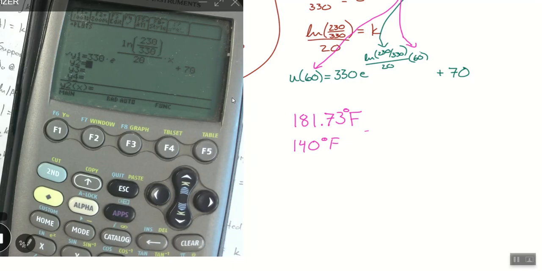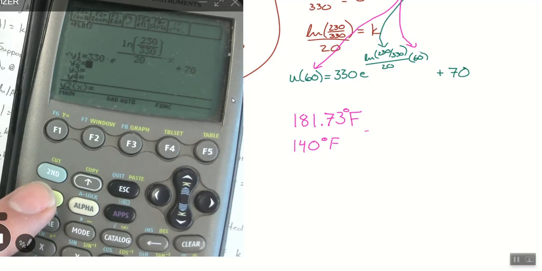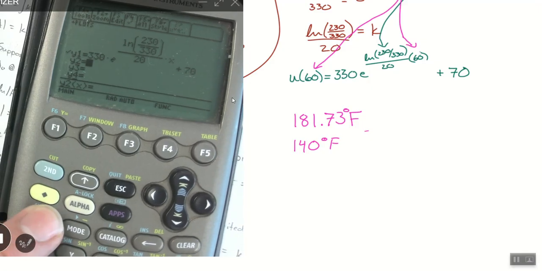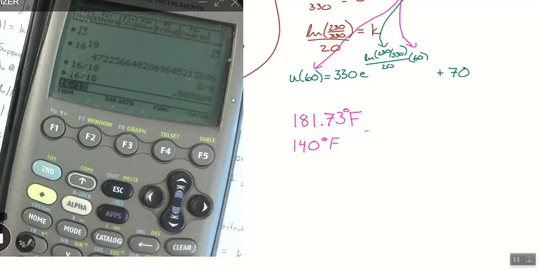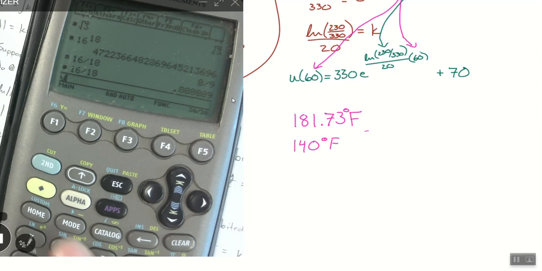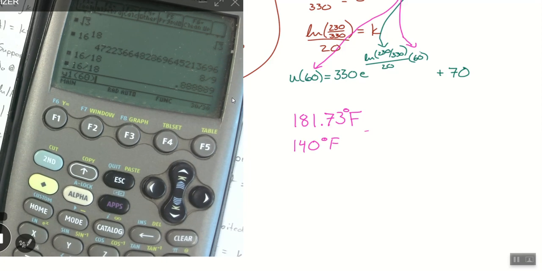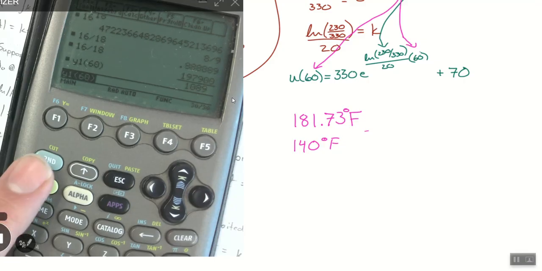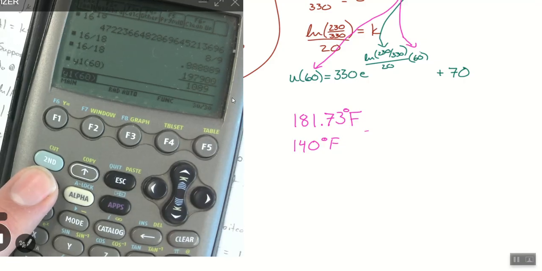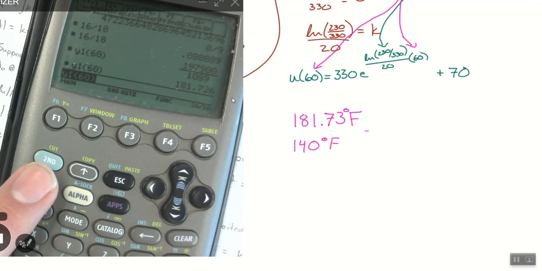Okay, you do not have to do it in the y equals part. This is just convenient. We're trying to find the temperature after 60 minutes. I'm going to go back home now. How do I ask my calculator to evaluate that function, y1, at 60? I can literally just say y1 of 60. Okay, what if I don't want that answer? 181.726.